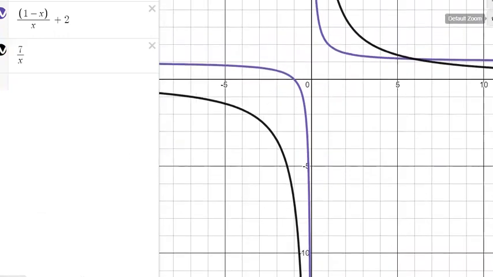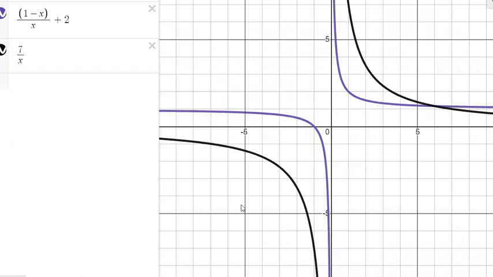So now let's zoom out a little bit and let's see where they cross. So the purple graph is going to be the left side of my equation. That's this curve right here and here. And then the black graph is going to be the right side of my equation. So where do they cross? They definitely cross right here at 6. That explains why my answer is 6.